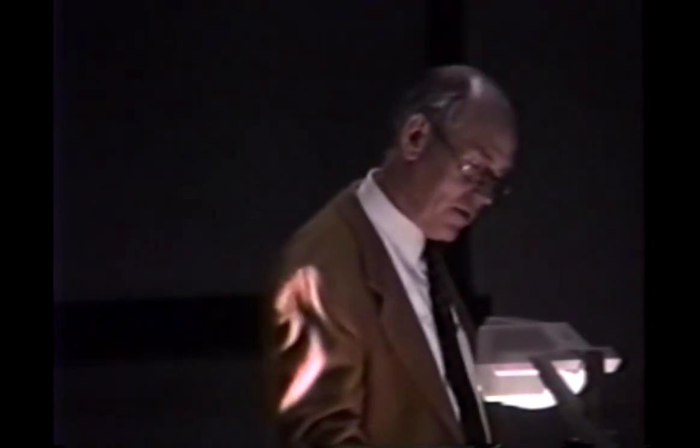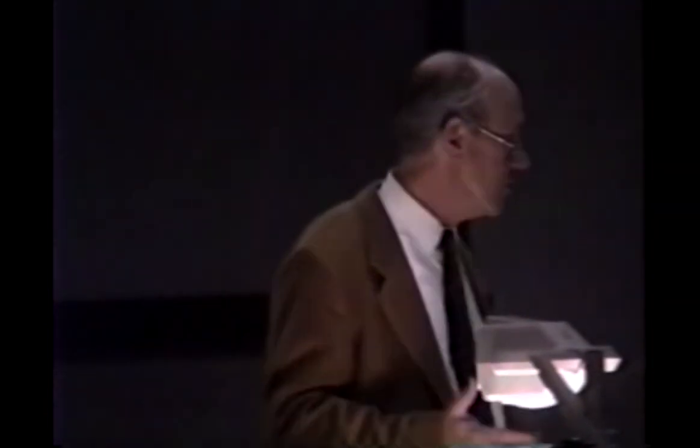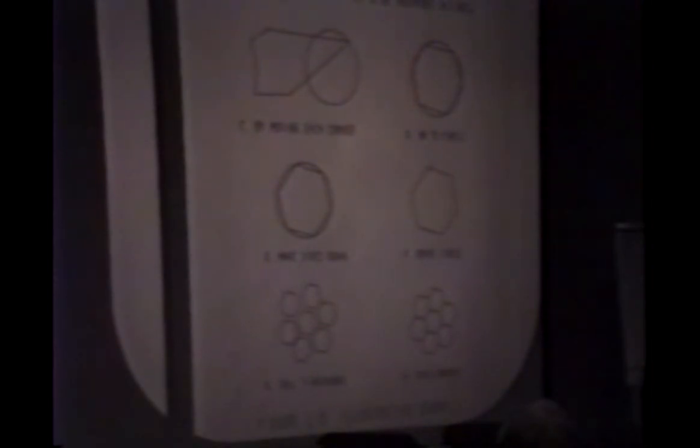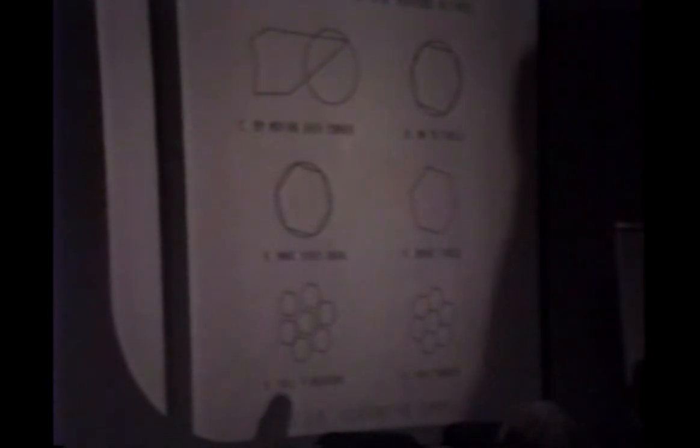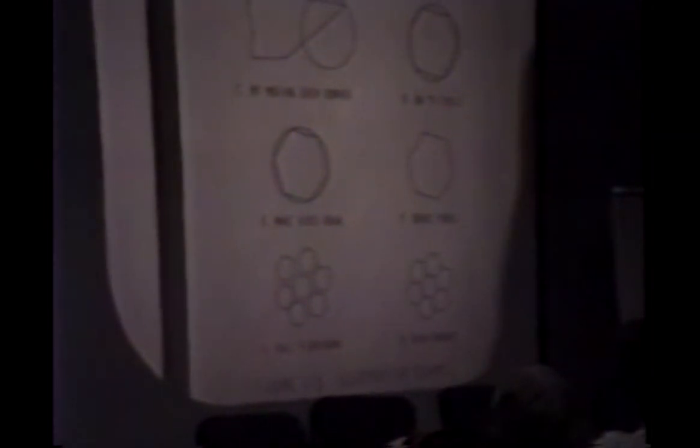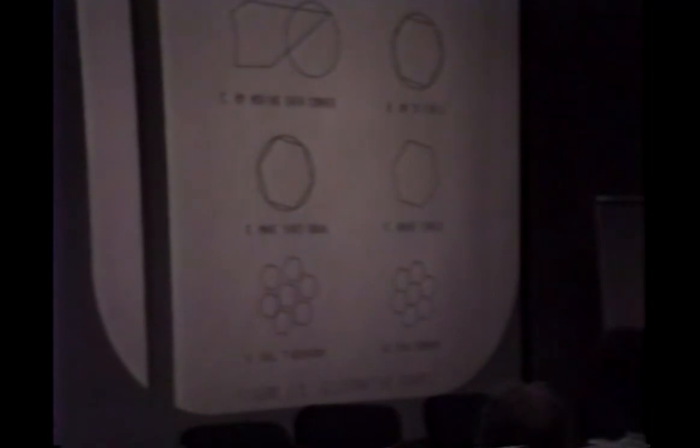So the truth of the matter is that nothing useful was ever drawn except the thesis drawings that you've seen today. And my mother wanted some hexagons. God knows why. So she got some hexagons. And here's how you draw a hexagon. You make a six-sided figure, and then inscribe it in a circle by moving each corner onto the circle. And then you put on constraints that say the sides should all be equal. And then you erase the circle, and you have a hexagon. And then you can stick the hexagons together by joining their corners. And that pattern is itself usable in multiple instances to make a hexagonal pattern. And so there's a hexagonal pattern. And my mother was delighted.